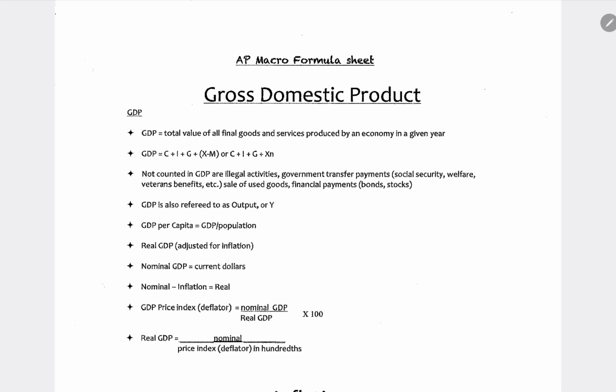Now, how to calculate your deflator, or GDP price deflator, or GDP price index: the deflator is equal to nominal GDP over real GDP times 100. Now, the real GDP is equal to your nominal GDP over your price index or deflator.